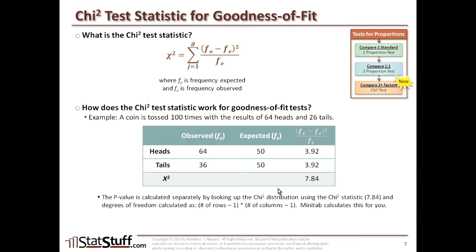The p-value is what we would also look for, and it's separately calculated by looking at the Chi² distribution and using that Chi² test statistic and the degrees of freedom, which we calculate as the number of rows minus 1 times the number of columns minus 1. Now Minitab fortunately is going to calculate all this for you, so you don't have to go through all this mathematically. But at least this gives you some idea of how it's comparing the actual observations to what's expected, and you can see the contribution each of these results makes toward the Chi² test statistic.